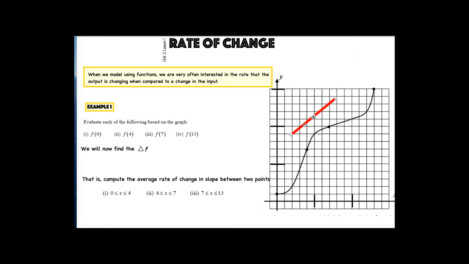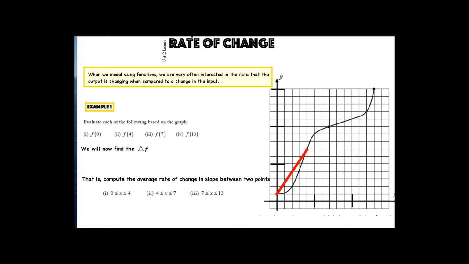Fancy talk for if I were to pick 2 points. Say I were to pick this point right here and this point right here, what's that slope? Now, is that slope faster than the slope between those 2 points, right? That's the average rate of change. And in calculus, you will do instantaneous rate of change. But for now, let's start off with the simple.